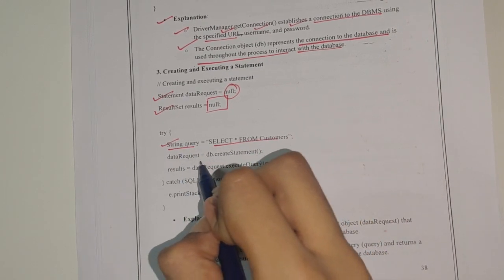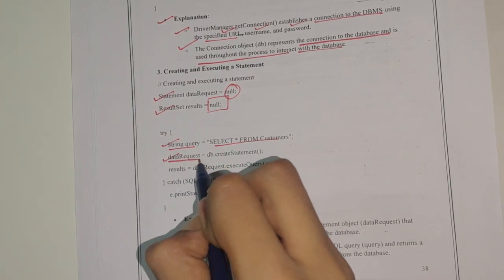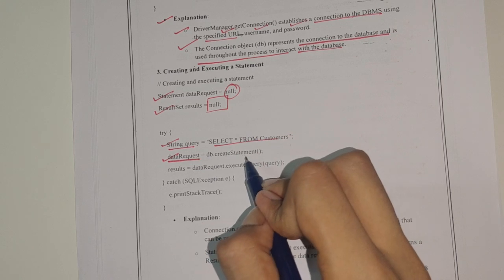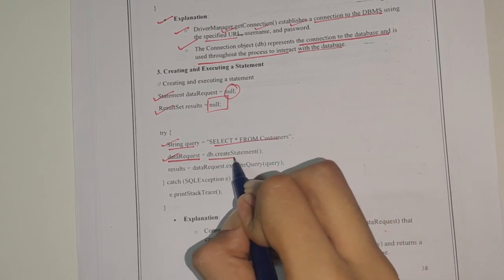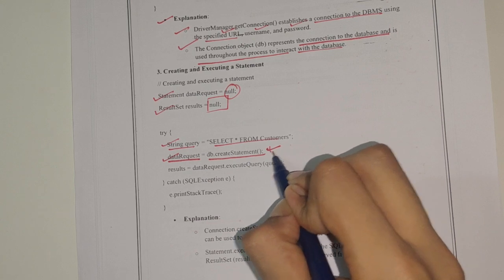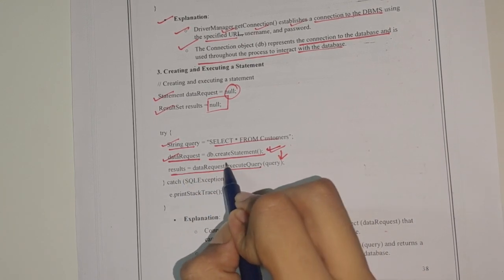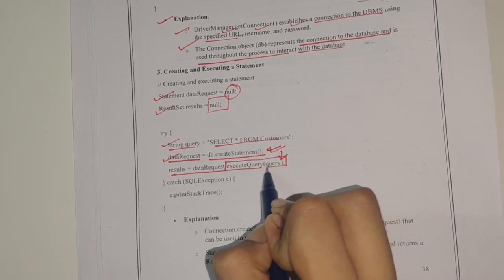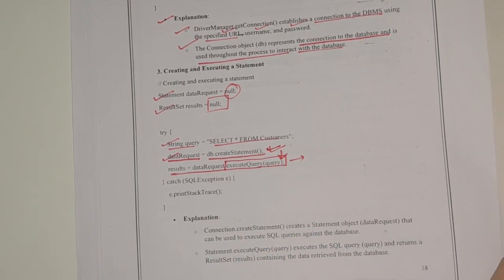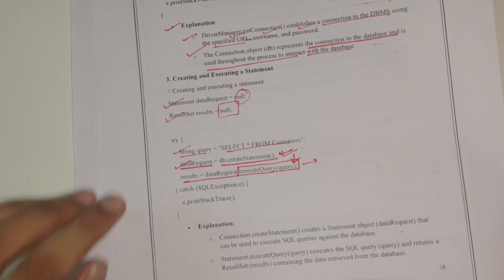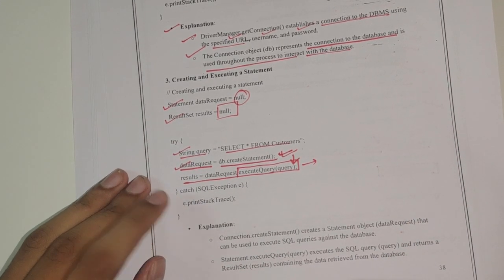You are now creating your data request, nothing but what request you want to make from the database and what query is being executed. That is db.createStatement. Something is created and then you are executing it in the next line. Result equals dataRequest.executeQuery. So executeQuery will help you to execute a particular query, and createStatement is where you create a particular statement. If some error happens, it will go to the catch block.